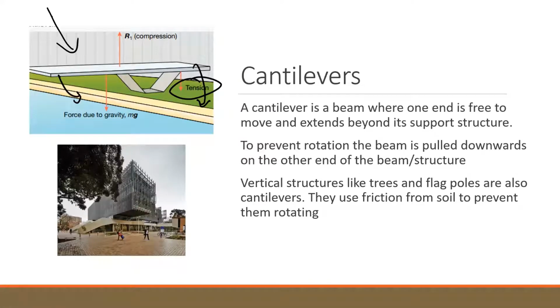So the idea is to prevent the rotation, to prevent this from falling over, the beam is pulled downwards on the other end of the beam or structure. That's what this tension force is.